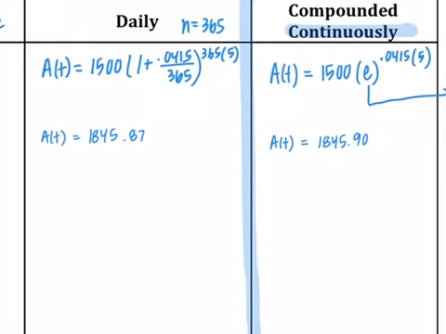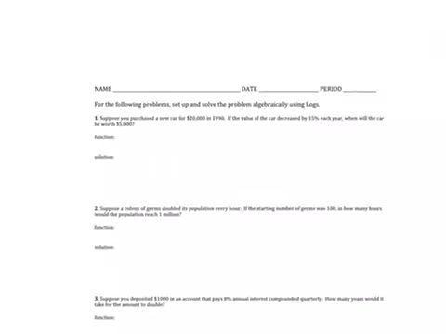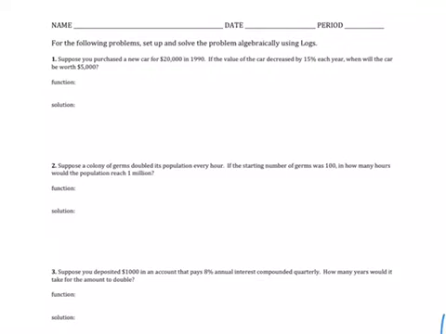Now let's look at how to solve. So when we take a look at this one, we're not going to do all of these. We're just going to do a few. I'm going to start with the first one. So it wants to know very simply, if you purchase a new car for $20,000 in 1990, the car's depreciating 15% a year, when's it going to be worth $5,000?